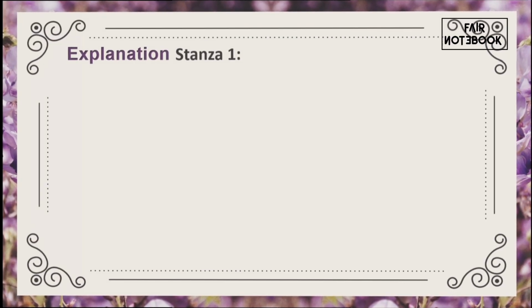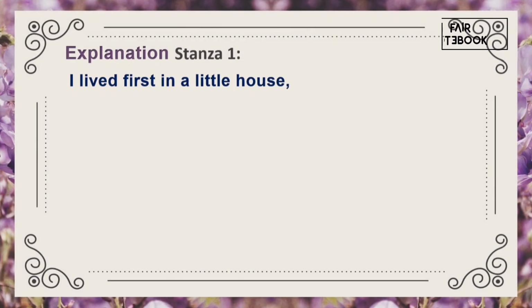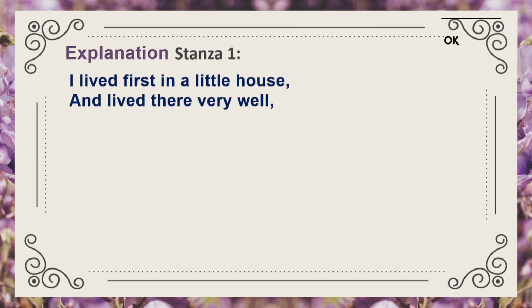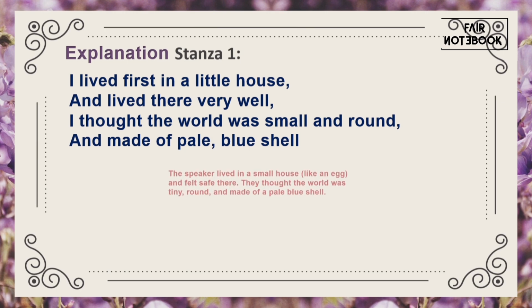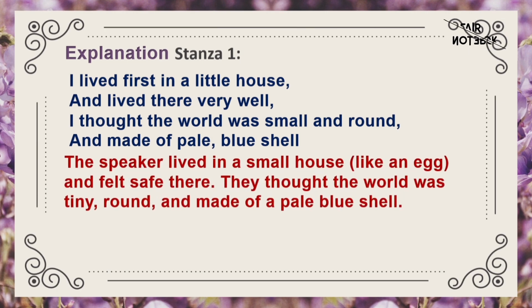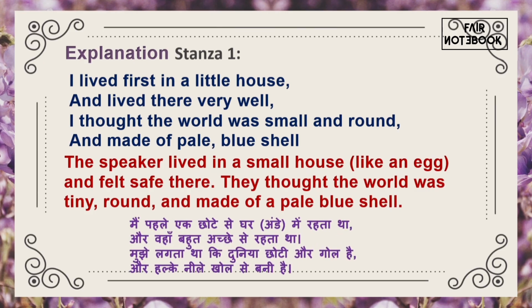Explanation of the poem. I lived first in a little house and lived there very well. I thought the world was small and round and made of pale blue shells. Explanation. The speaker lived in a small house like an egg and felt safe there. They thought the world was tiny, round and made of a pale blue shell.